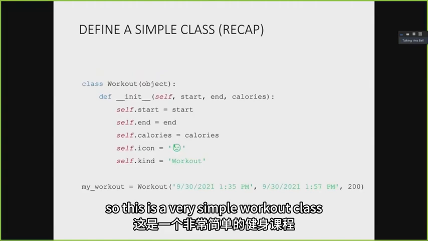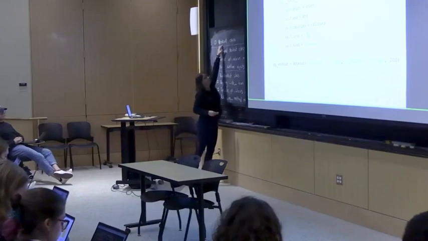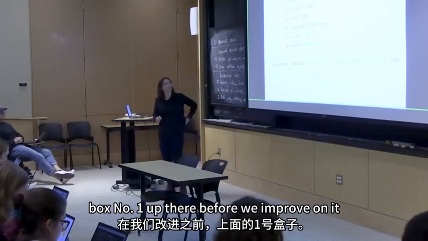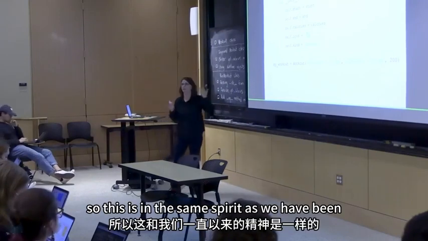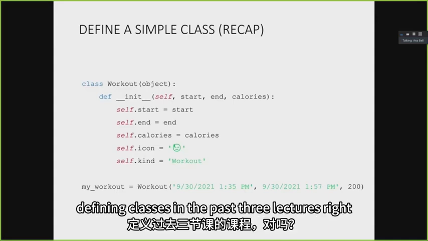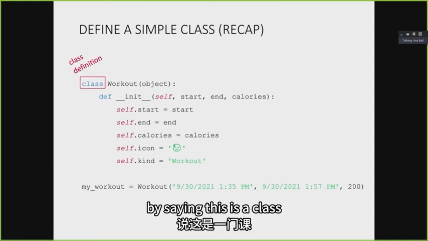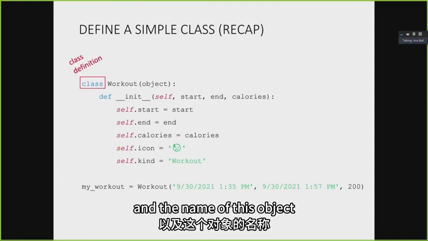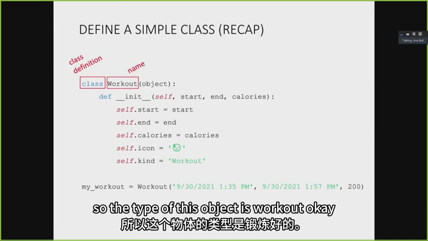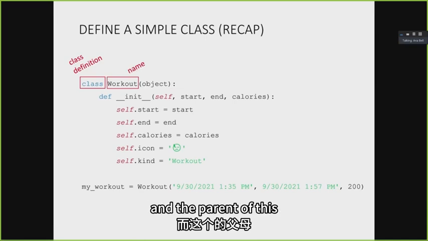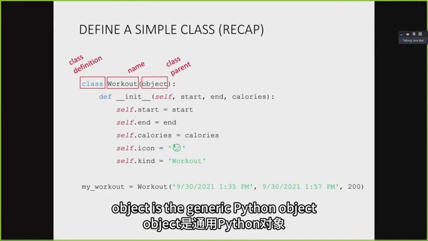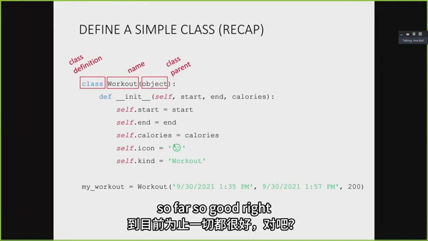Okay. All right, so let's start defining our class. So this is a very simple workout class. So we're going to do box number 1 up there before we improve on it. So this is in the same spirit as we have been defining classes in the past 3 lectures, right? So we tell Python we're creating a new object by saying this is a class. And the name of this object, so the type of this object is workout, okay? And the parent of this object is the generic Python object. So far, so good, right?